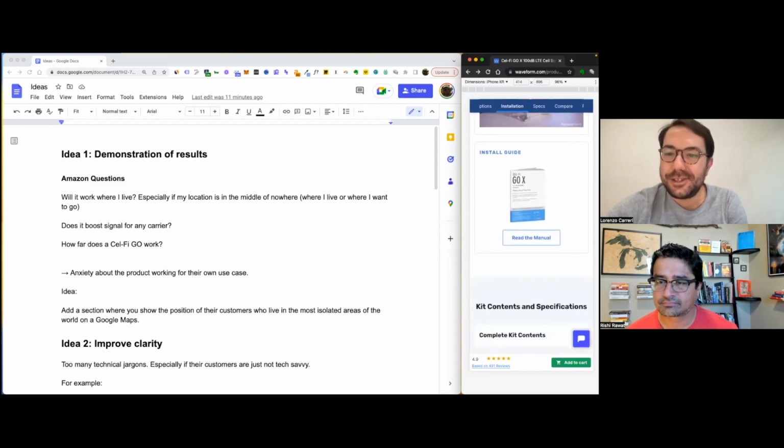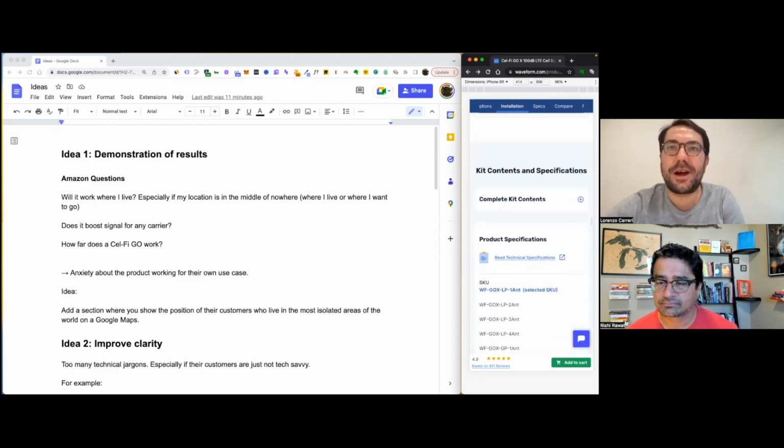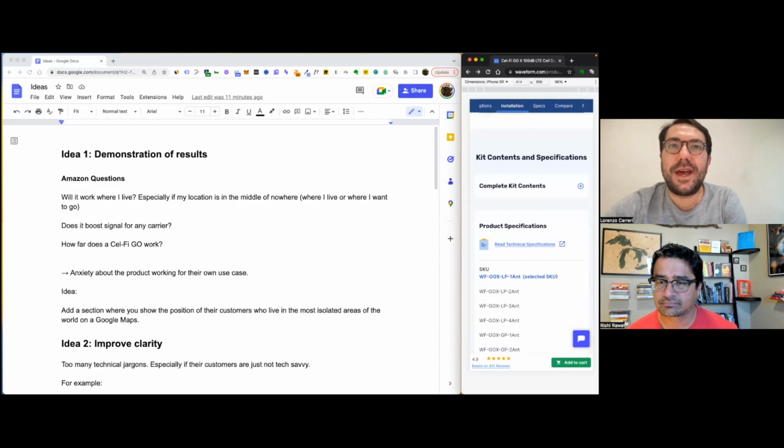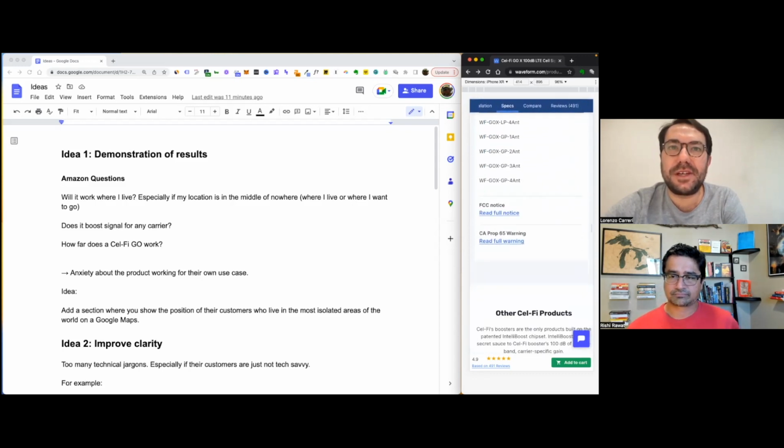They have an installation guide, which is actually something that a lot of people are asking for, like how to install this product, which makes sense, right? Again, this is not an easy product. Then they have a product specification section.